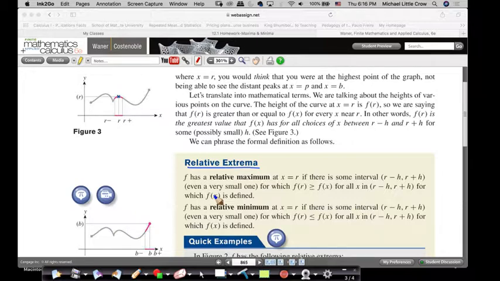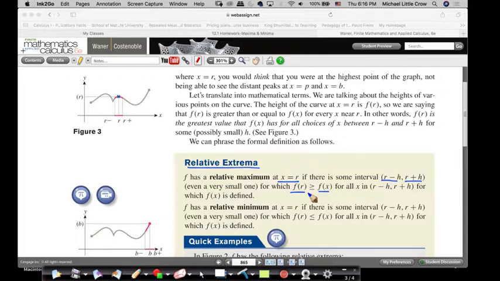And so we'll just walk through this definition. This is mostly for mathematics majors, but just to understand it, it's saying that if we have some x value, they'll call it r, and you look to the left and to the right, you subtract h and you add h, so you go a little bit to the left and a little bit to the right. What ends up happening is that the function value, the y value at that r, is bigger than or equal to all of the other y values for all the x's around it. So it just says it's the top of the hill.